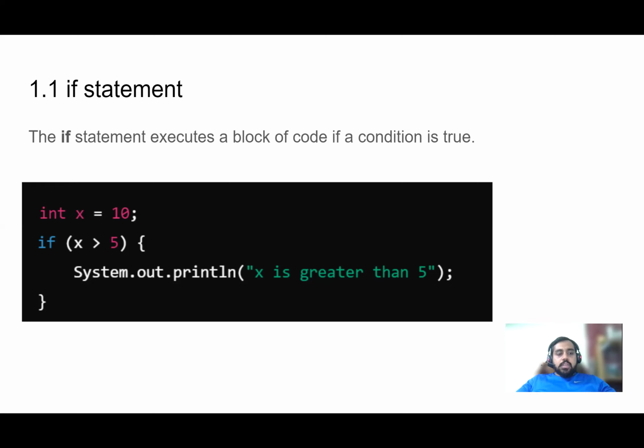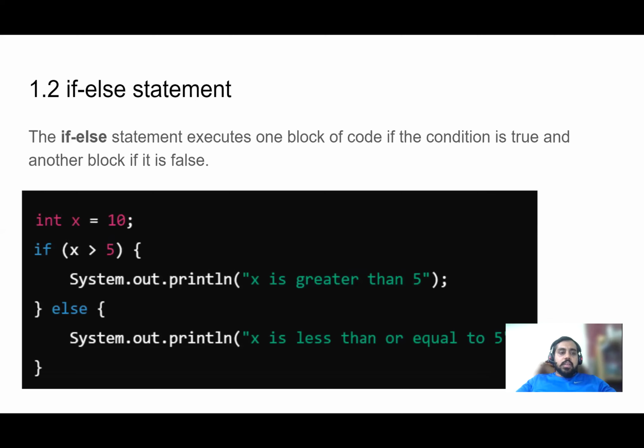Suppose I have given an example here: int x equal to 10; if x is greater than 5. I have initialized one variable x of data type int, and I have assigned a value to it as 10. And I'm writing one conditional statement: if x is greater than 5, then I need to print this statement, x is greater than 5. In our case, x is 10, obviously 10 is greater than 5, so this block of code will execute. If x is 2, then this block will not execute. This is all about the if statement.